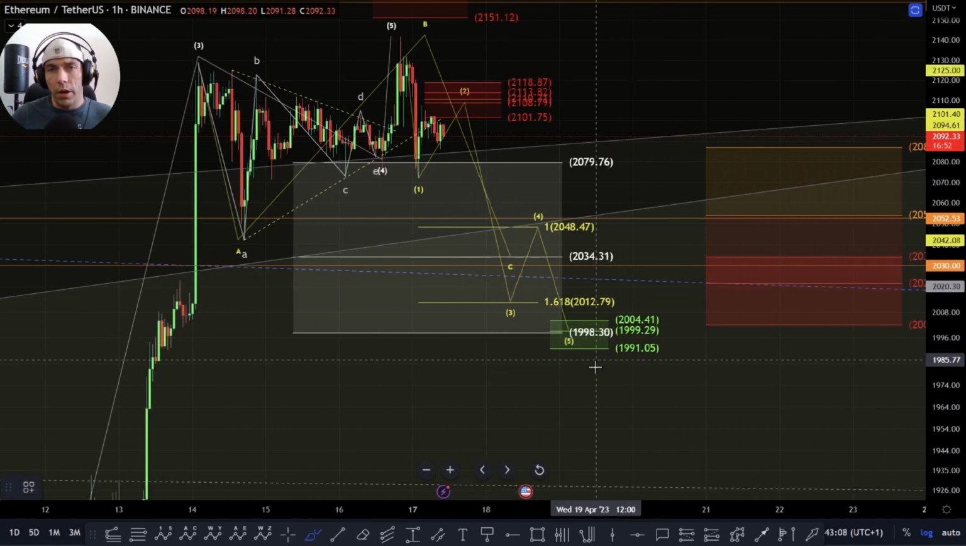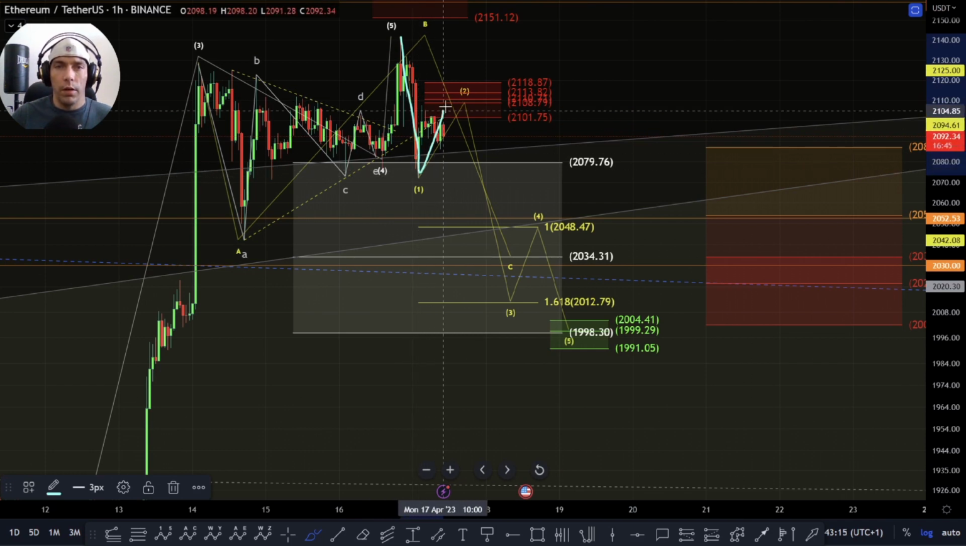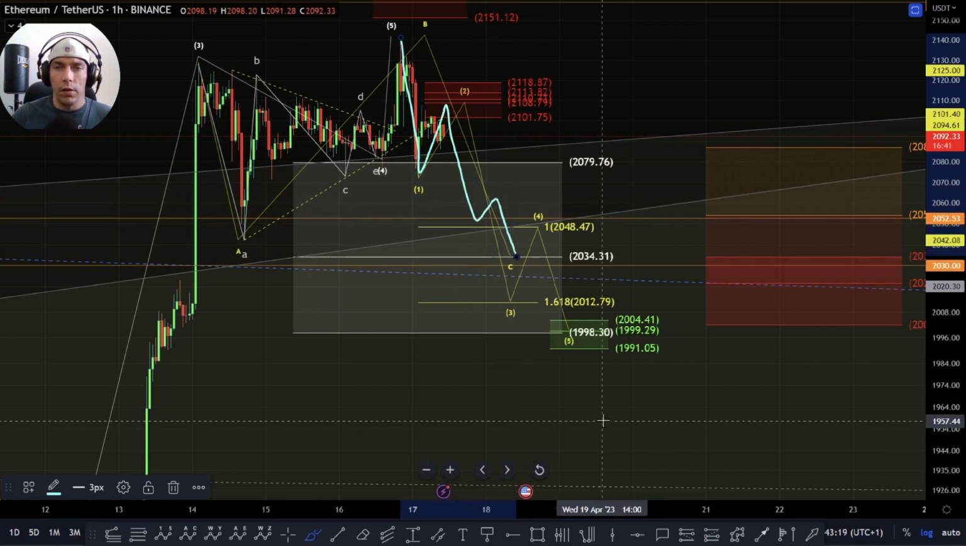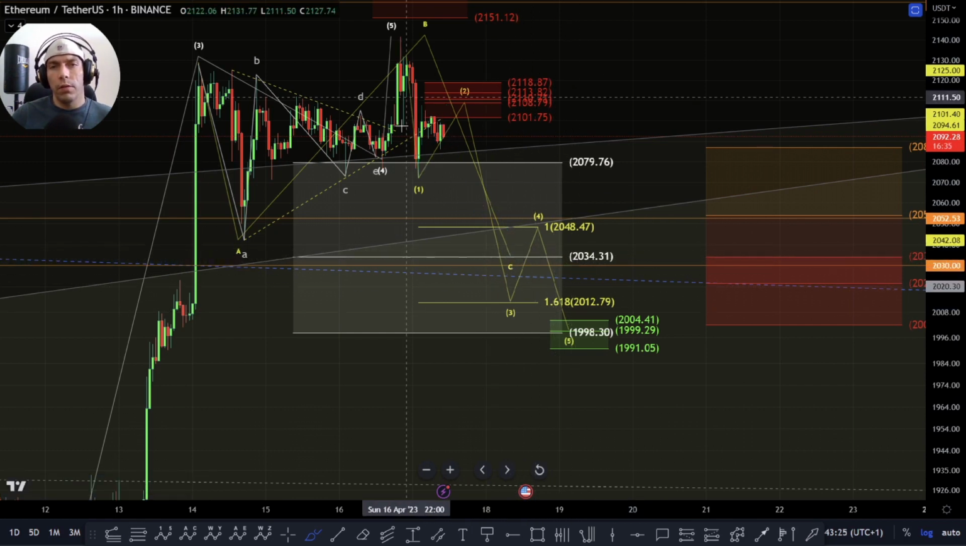If we fail to form an impulse down like this, it is possible we could see something like this, where this becomes wave 1 here, we form a wave 2, and we form some kind of a diagonal pattern to the downside here, which would actually then look potentially to target out this higher range rather. So we're going to have to keep an eye on this.